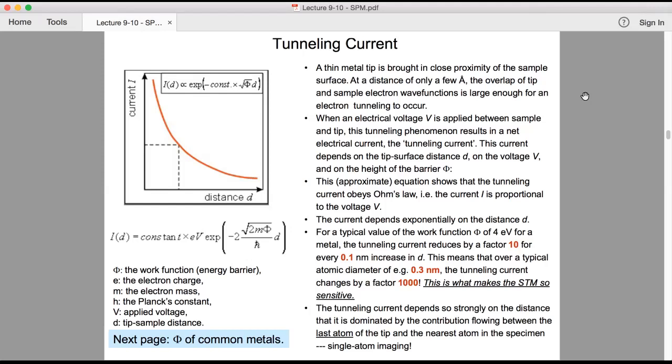This current depends mainly on the tip to surface distance, very crucial, d, and on the bias voltage, V, and on the height of the barrier. That is, the barrier means the work function. This approximate equation shows that the tunneling current obeys Ohm's law, right? That is, the current is proportional to the voltage.